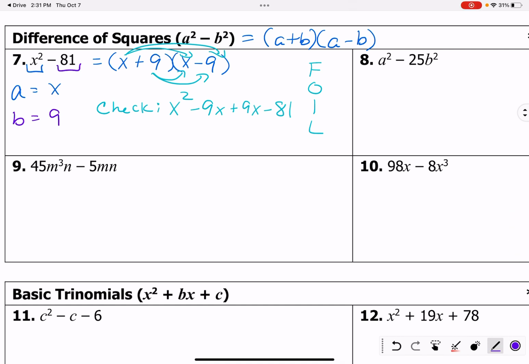When we combine like terms, we notice that these will go to 0, and you're left with the original. I'm not going to check every time, but if you were on a test or quiz, you could always make sure that you factored this correctly. All right, but these aren't super hard.